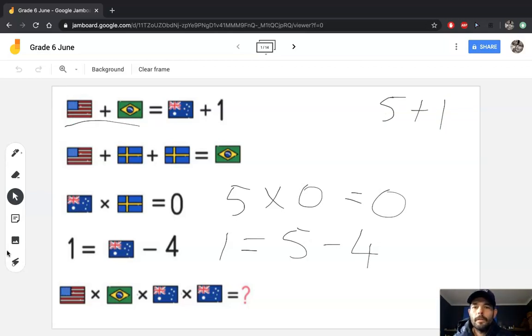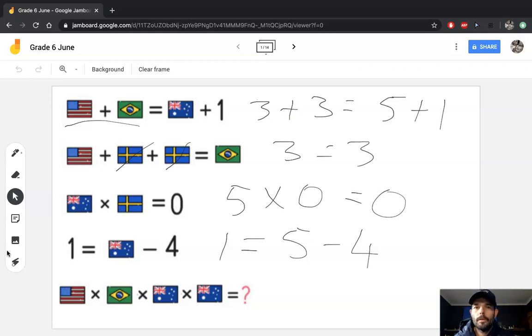So I just need to figure out on the second line how that's going to work. And if I've got Sweden as 0 and 0, then America and Brazil are going to have to be equal. So the Sweden flags almost cancel each other out. That's going to mean that America and Brazil are going to be equal to 3 each, because on the top line we can see that 3 plus 3 is going to be equal to 5 plus 1.